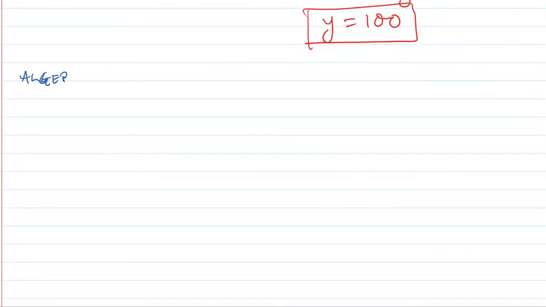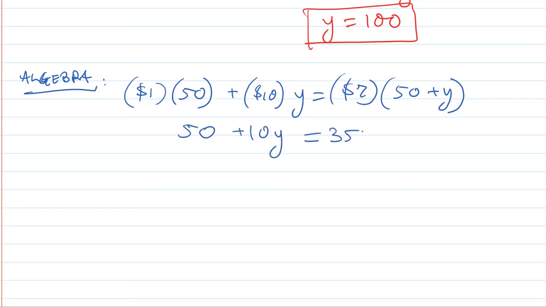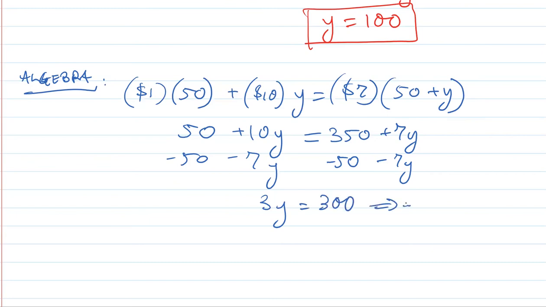Again, the traditional algebra method: $1 times 50 pounds plus $10 times Y pounds has to be equal to $7 times the 50 plus Y. Okay, the dollar values must balance. And Y is equal to 100.